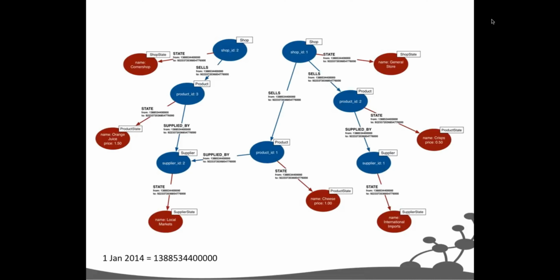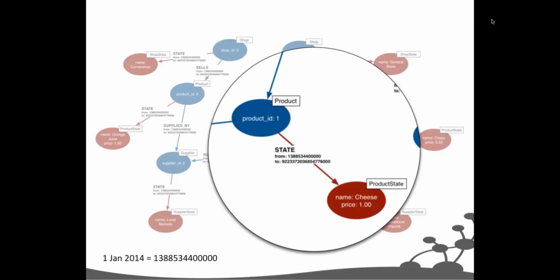Whereas all the blue relationships, the relationship names, come from our domain, we've got sells and supplied by and so on. In order to connect all of the snapshots of state into this structure, we're using a state relationship, which is not part of our domain, it's part of our strategy for creating a versioned graph.